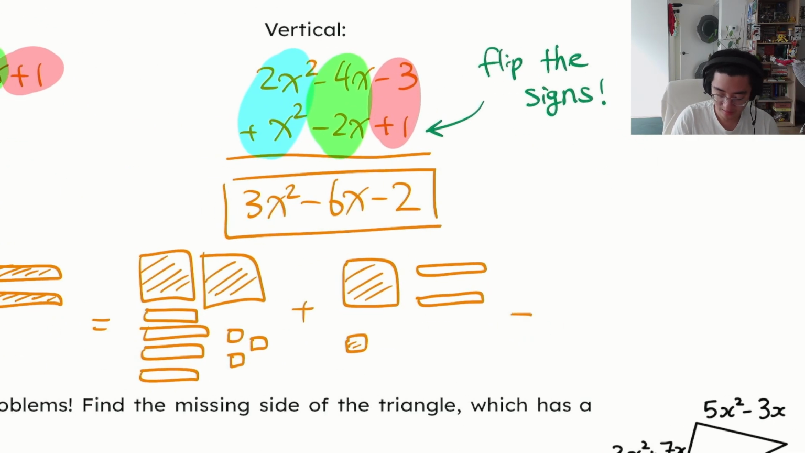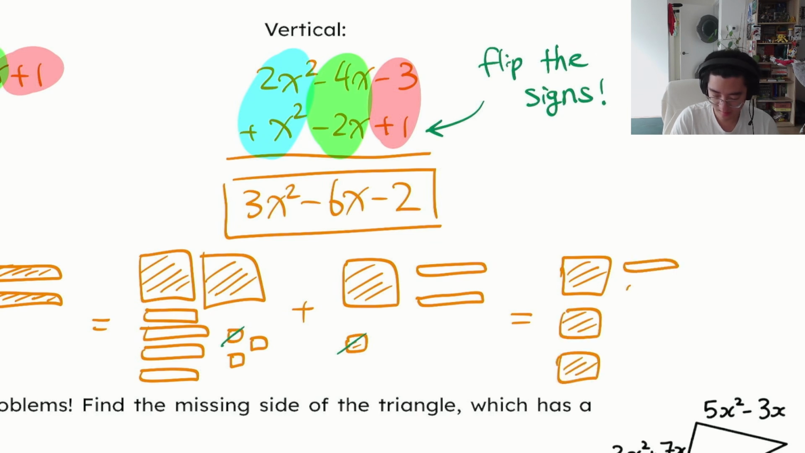Right, once again, we cancel out anything we can. Right, and in this case, actually, only one of the ones can cancel out. Because both of those are already positive here for the x squared. The x is already negative. Right, so now we are left with 3 x squared tiles, 6 negative x tiles, and then 2 negative 1 tiles.